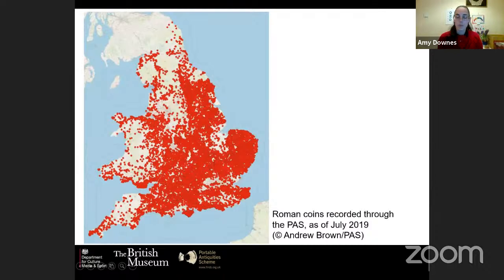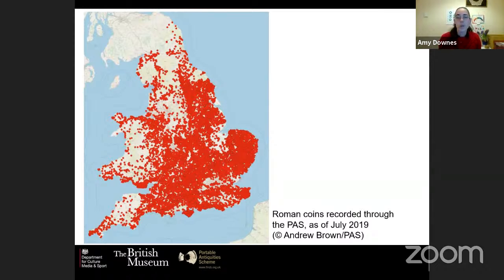So, as you've seen from the map of finds, we record a lot. To get to the 1.5 million objects, PAS records about 70 to 80,000 objects every year. In my office, we do about 2,000 records a year, and that's between 3,000 and 4,000 objects. The volume recorded is limited by time and resources, not by how much is being found or how much is being offered to us for recording.